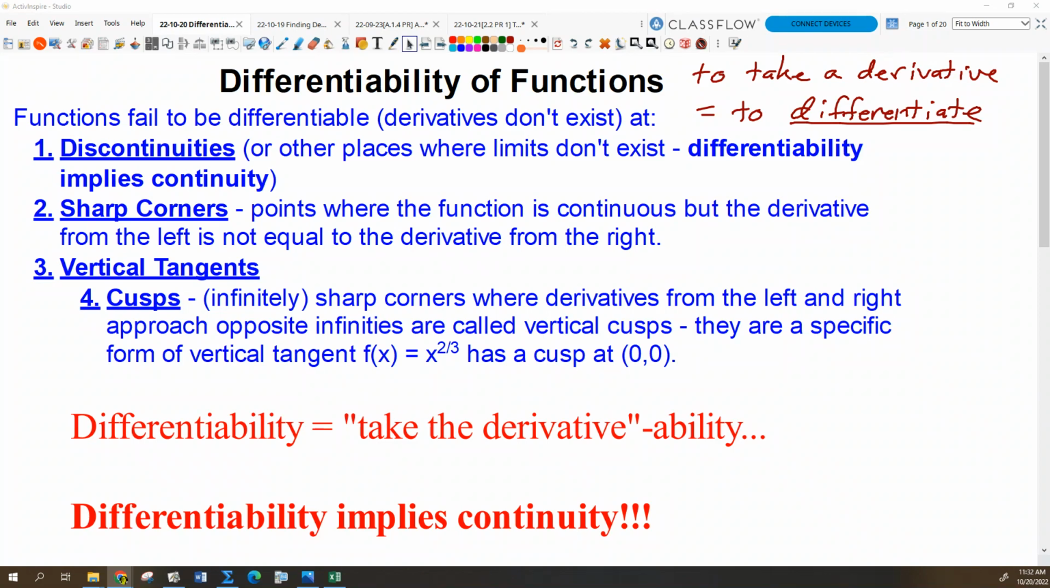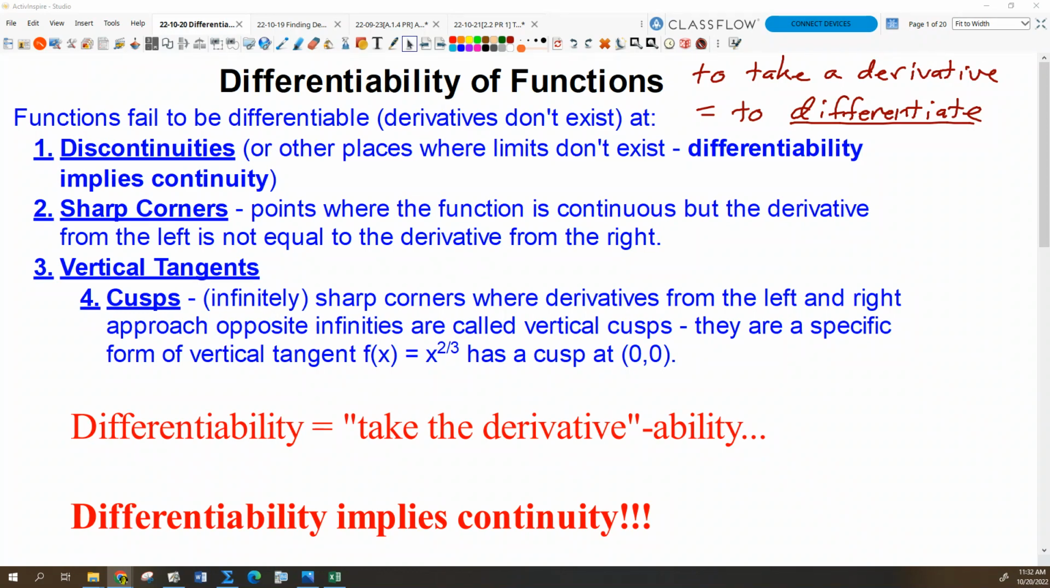Sharp corners, points where the function is continuous, but the derivative from the left is not equal to the derivative from the right. So there's a sudden change in the slope of tangent lines. And vertical tangents, of course, would never work, because that's where slope is undefined. So the derivative can't be undefined there because the derivative outputs slope, right?